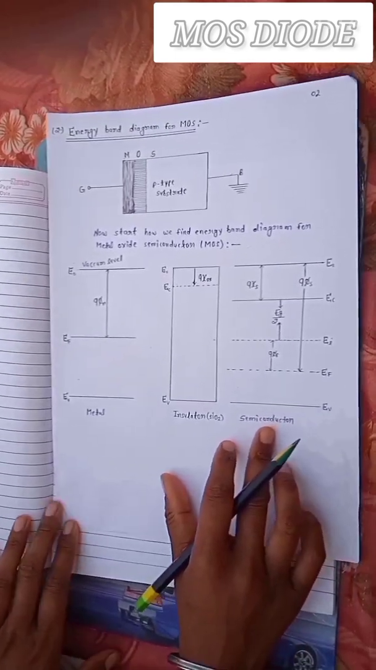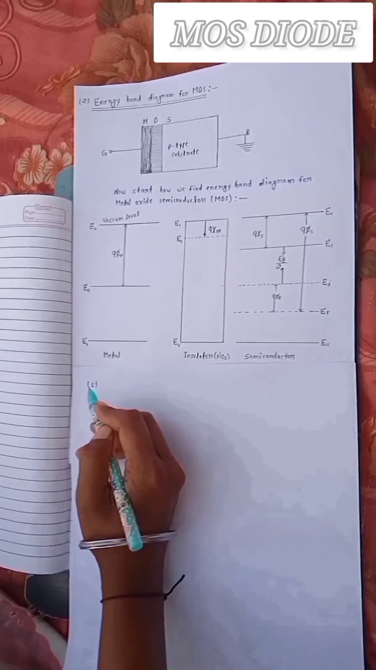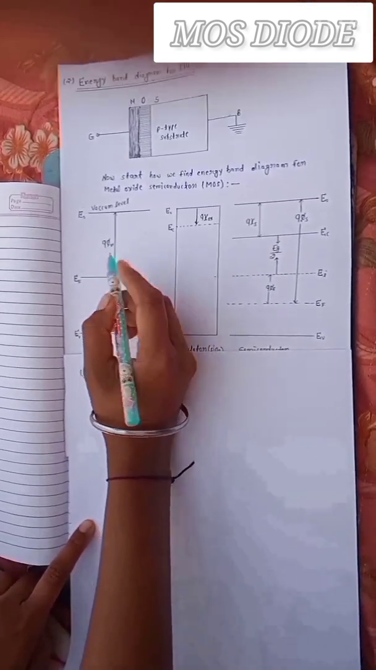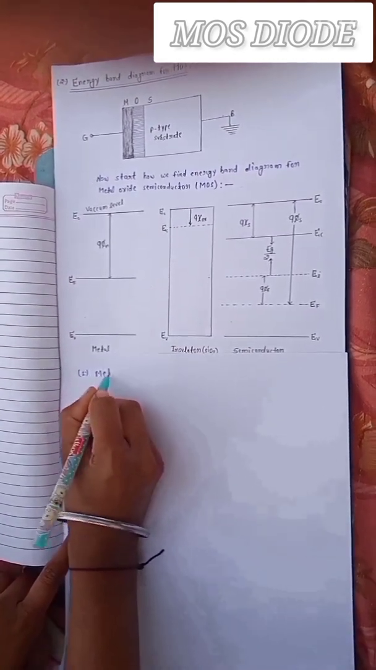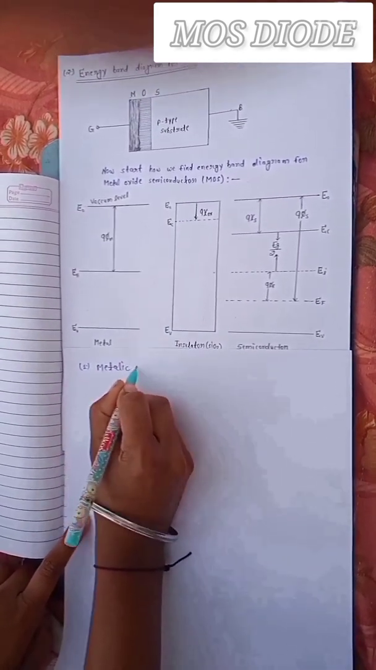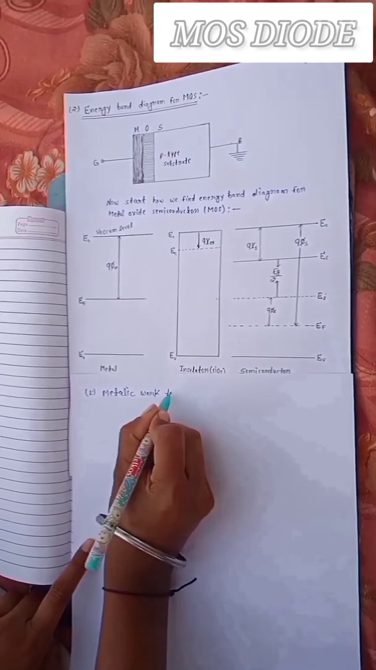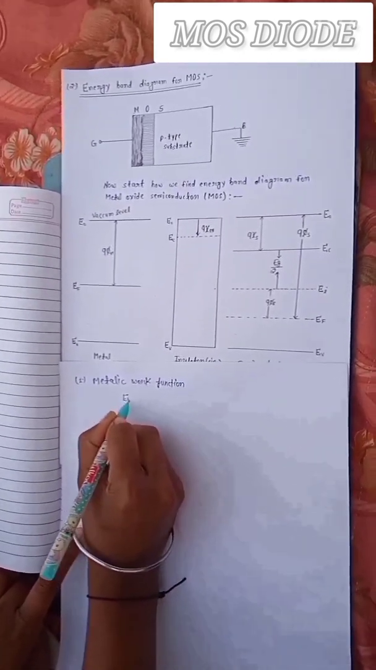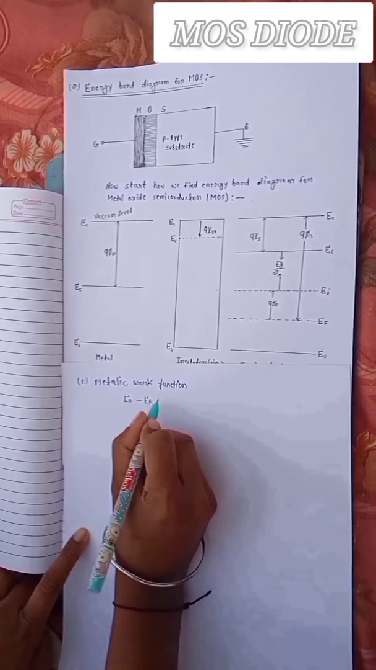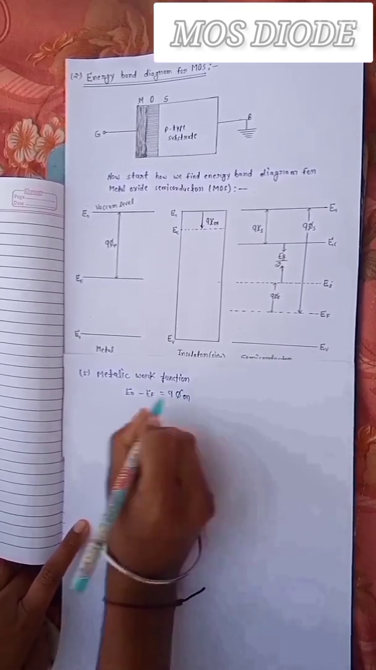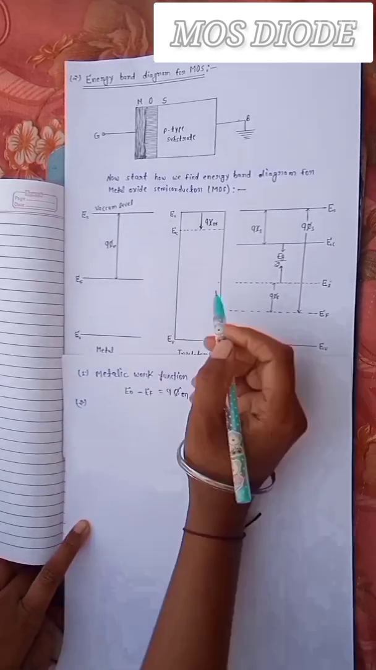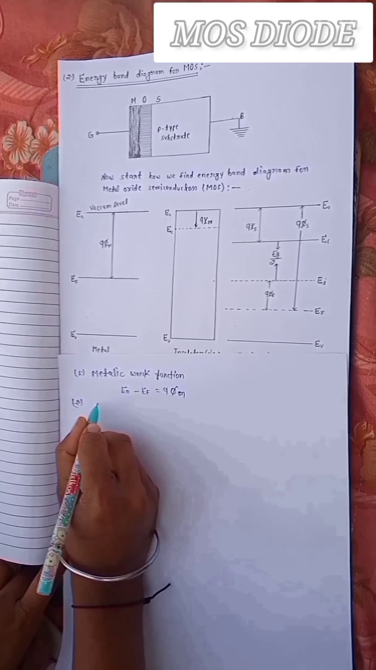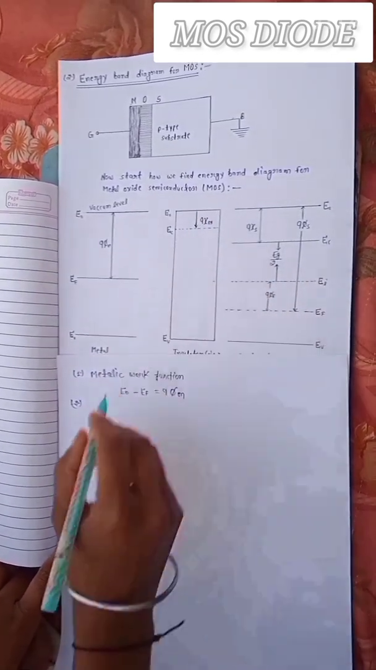So first, the difference of E naught to EF is Q phi m. This is called the metallic work function. And second, for the insulator, the difference of E naught and EC is Q chi s. This is called electron affinity.